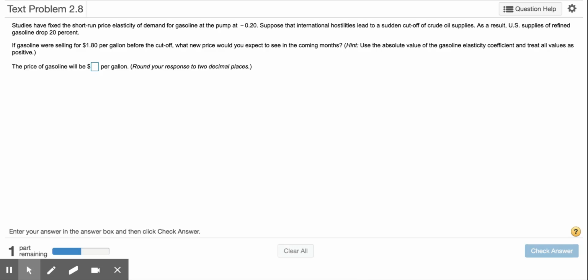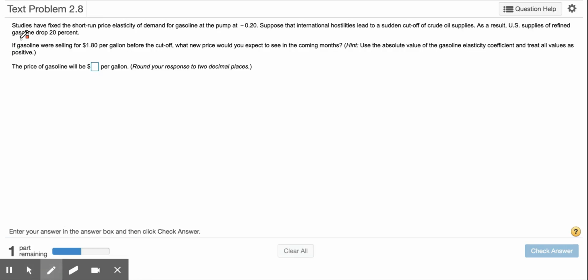Hi everyone. This problem I think is from chapter 5. I'm not sure about the exact number of the problem. One of the students sent me an email asking me to help him out with this. All right, so let's see what's going on.